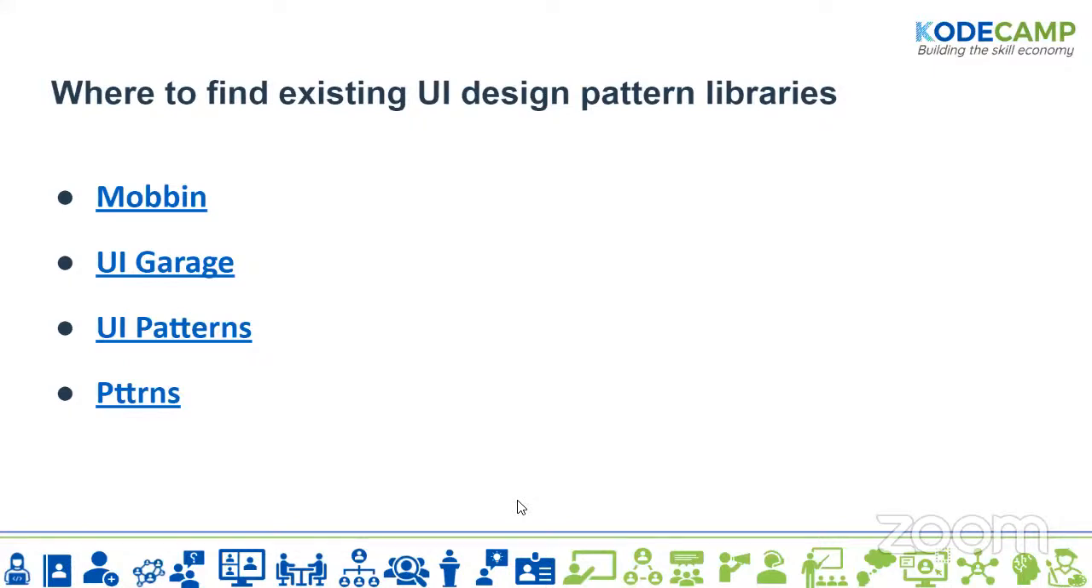So if you're going to come up with yours, make sure that it still follows a particular pattern, so that the users do not get confused while trying to navigate through your product, your application, or website. Now, how do you create your own UI design pattern library?